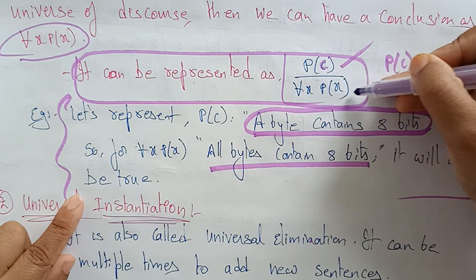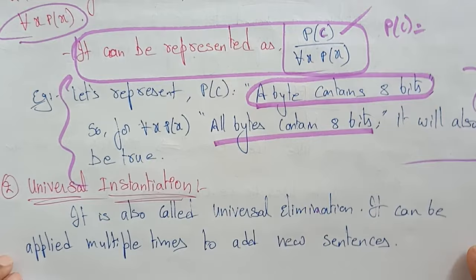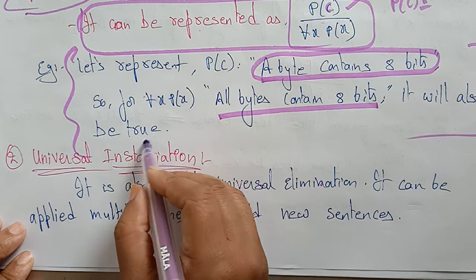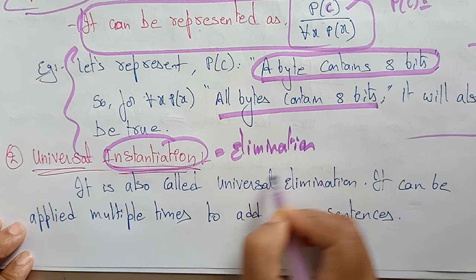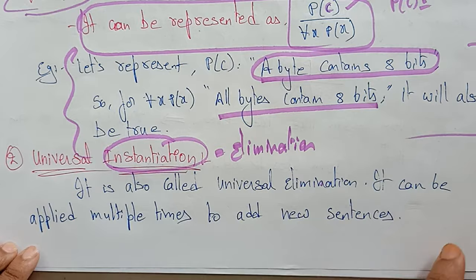Is it clear? Now, let's see universal instantiation. It is also called universal elimination. The instantiation you can also call elimination. It can be applied multiple times to add a new sentence.